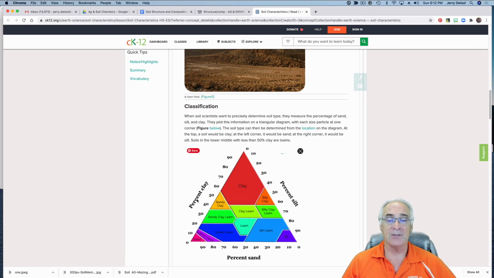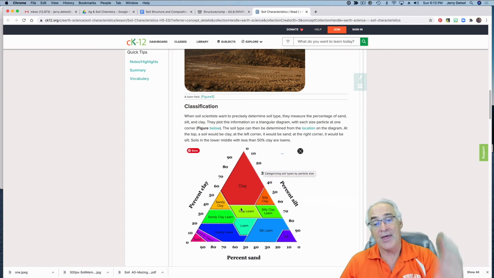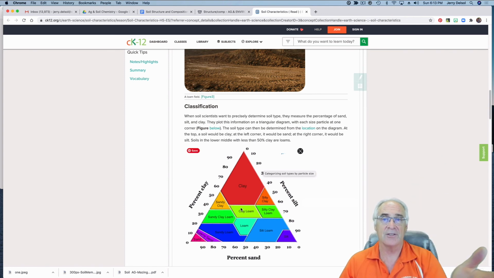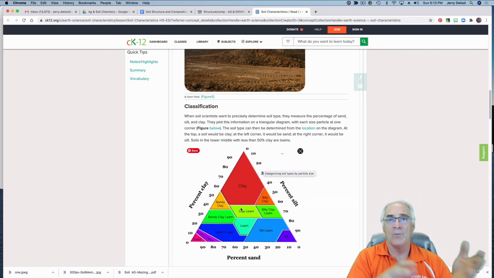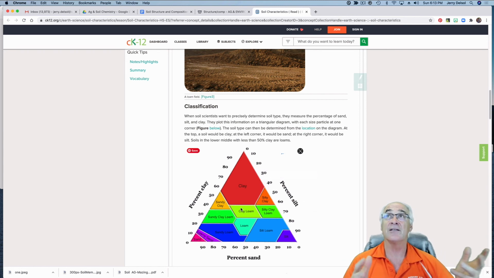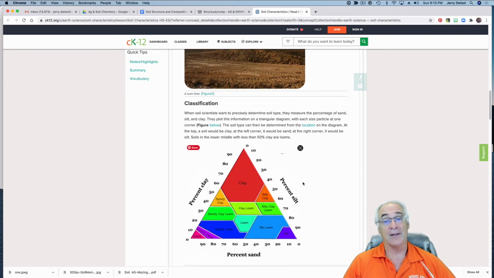But basically what they do is they take it to a lab, and they can determine the percentages of each of these, and then you just draw lines through them, and wherever that line ends up, that would be the soil classification. Like for instance, a clay loam that we have on our campus. It's called silty. No, it's a clay silt loam, I think it is. But anyway, you're going to be learning a little bit about that later.